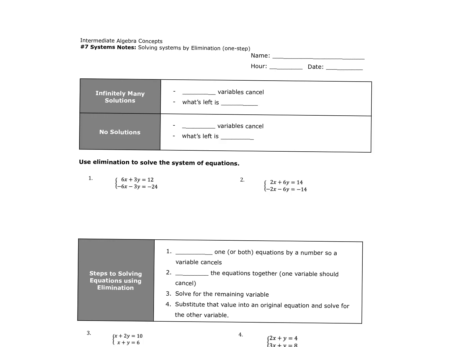Hey everyone, today we're going to be working on number 7, system notes, solving systems by elimination. And this is just going to be one-step elimination. Okay, so there are three ways you can do this.